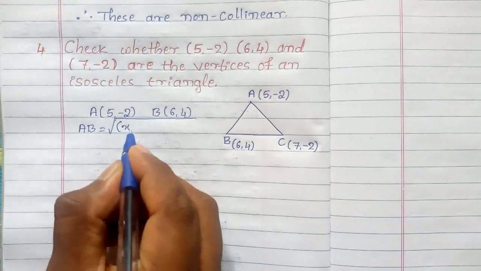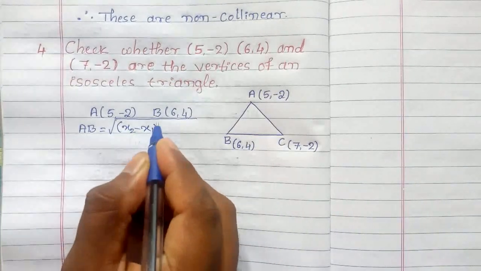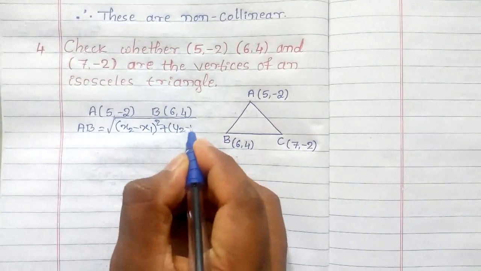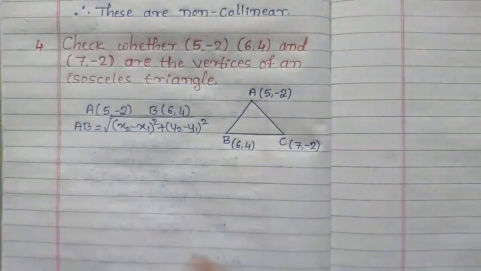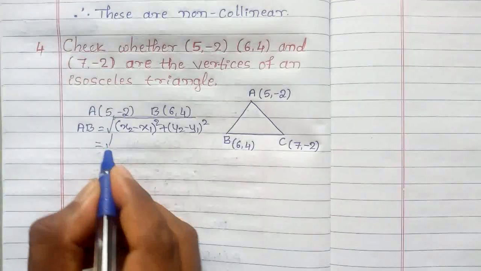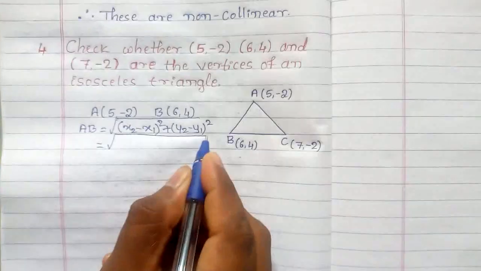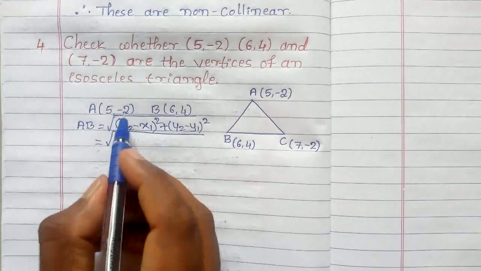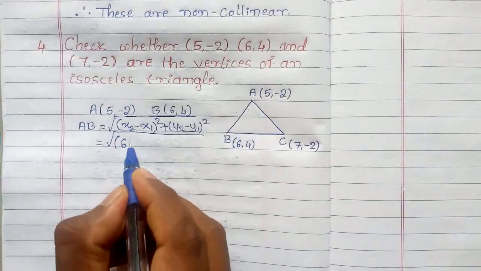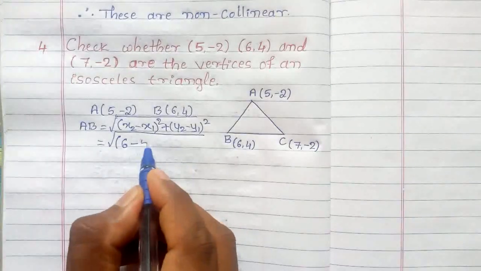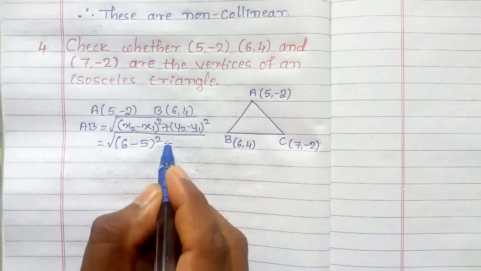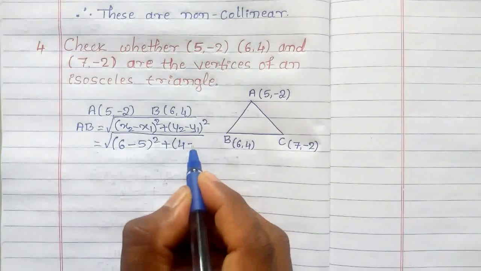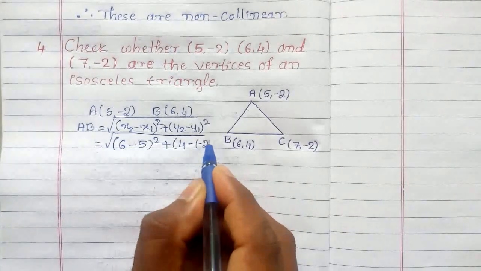AB is equal to square root of, the distance formula is x2 minus x1 whole square plus y2 minus y1 whole square. Then next we have to write the values of x2, x1 and y2, y1. x2 is 6 minus x1 is 5, 6 minus 5 whole square plus y2 is 4 minus y1 is minus 2.